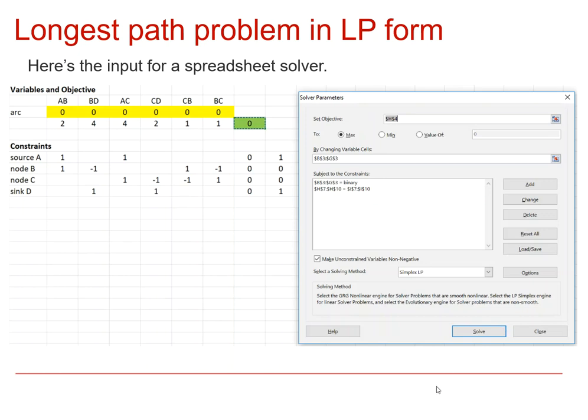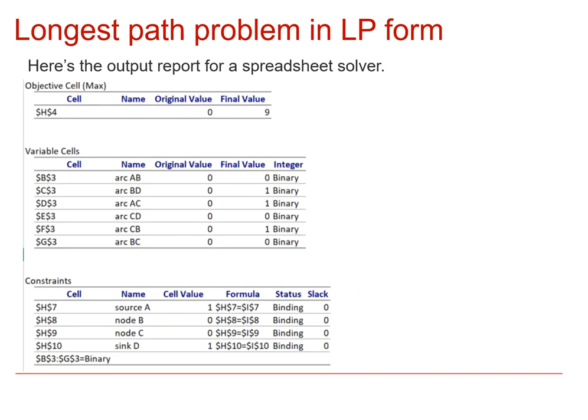Alright, now once we've set that up, we can click solve and we will get this report, and again we just need to make sure that we can interpret this correctly. We can see that we've got a length of our longest path of 9, and the variables tell us whether or not these arcs are included. So if we look at the final values of those variables, we can see that the arcs which it's chosen to include are BD, because that's got a 1, AC and CB.